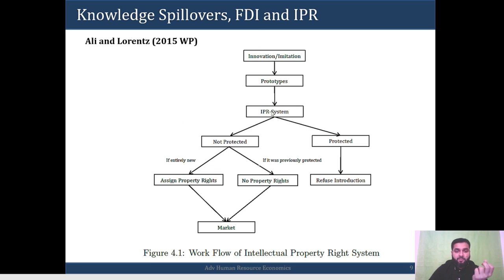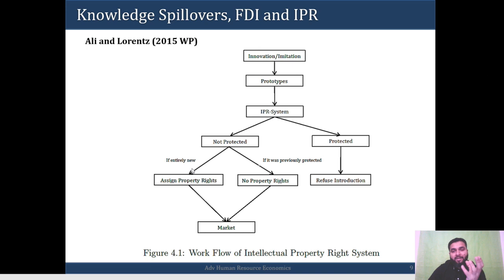The intellectual property rights system, what patent offices actually do, this is a simplified version of that. They will check if the exact same knowledge is protected or not. So if this knowledge is protected right now, then the patent office or intellectual property rights system will stop the inventor from introducing this product into the market. If this knowledge is not protected, on the other hand, then they will check if this product is entirely new.